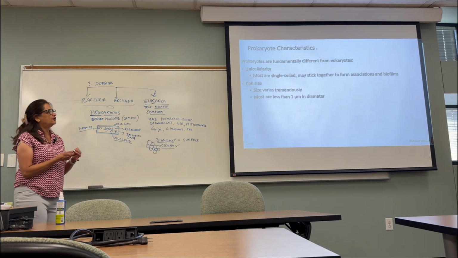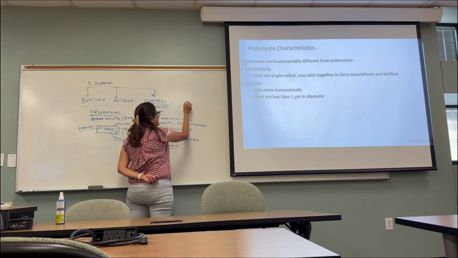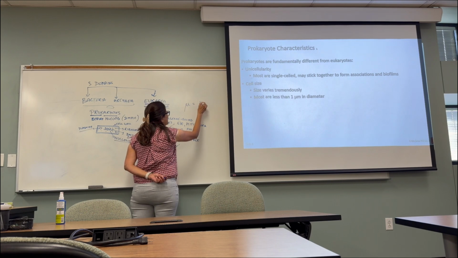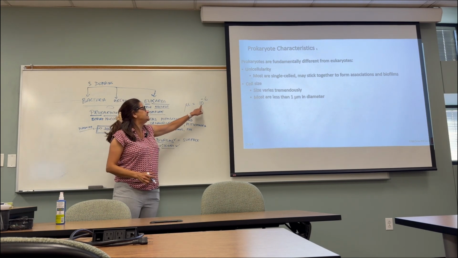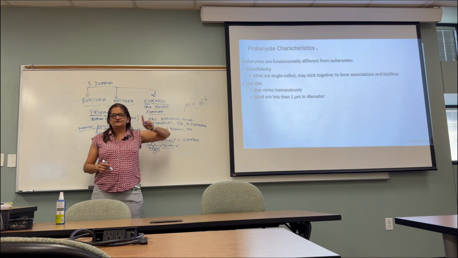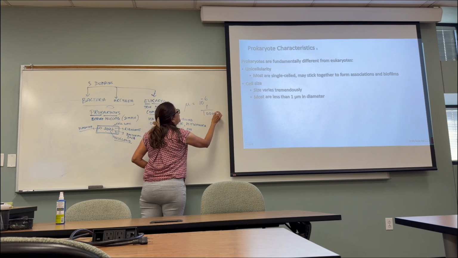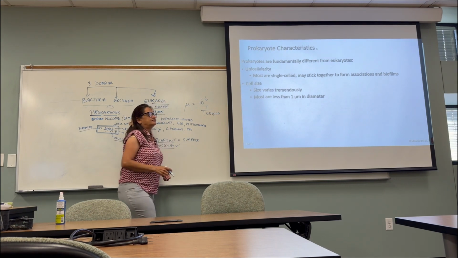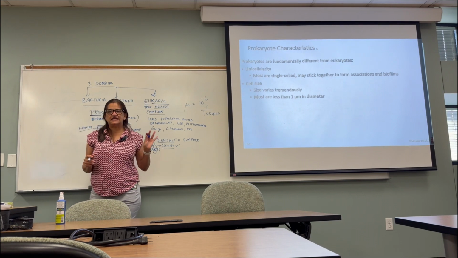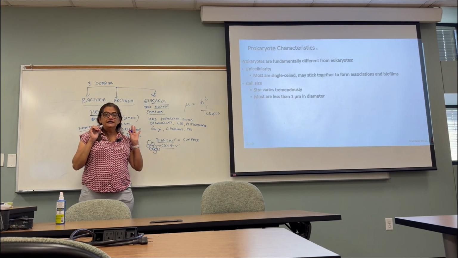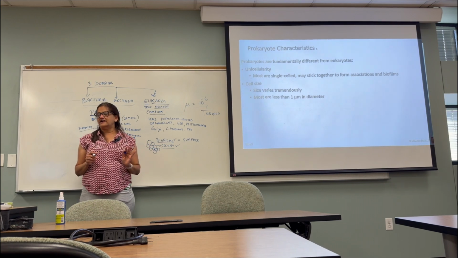And if you are wondering what micro is, the micro measurement is 10 to the negative 6. That means you need 6 zeros: 1, 2, 3, 4, 5, 6. Ten to the negative 6 is what makes a micro. So now you can see how small these microbes are, these bacteria and archaea.